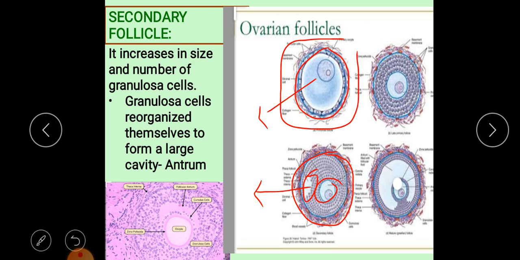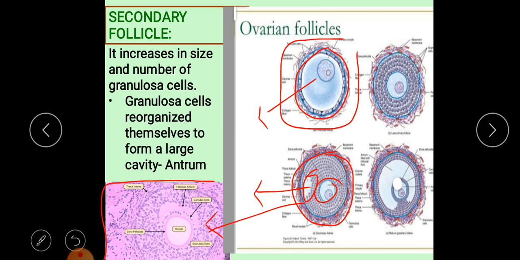Okay, and also we will see here the development of the thecal layers, that is the theca externa and theca interna. So this is the secondary follicle structure. If you see the same follicle structure here, this picture has been taken by a microscope. If you see the same structure in the microscope, you will see the structure like this.